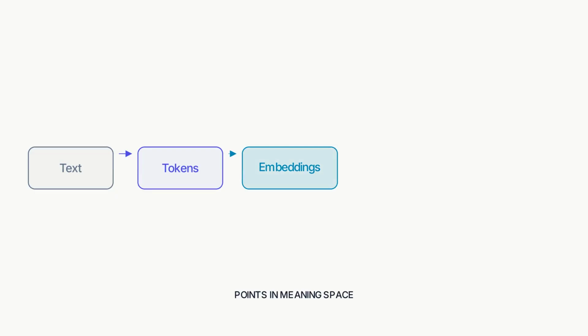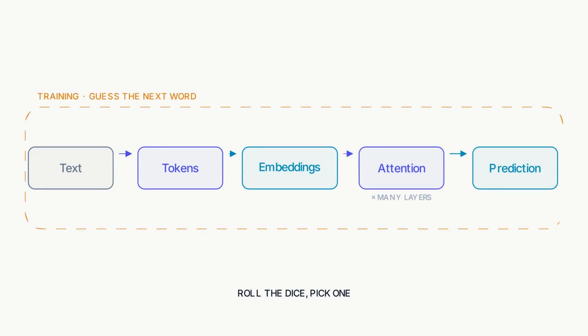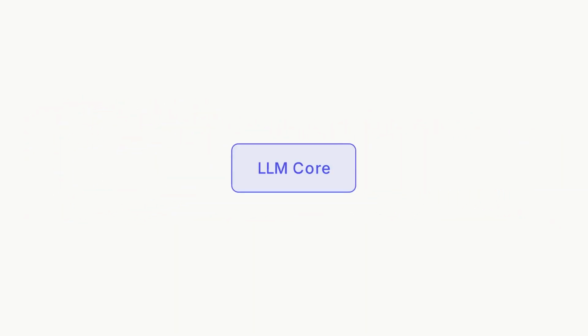Your text comes in and is split into tokens. Each token becomes an embedding, a point in a space of meaning. Those points flow up through a tall stack of attention layers, where every word reads every other word and refines what it means. At the top, the model produces probabilities for the next token, rolls the dice, and picks one. Then it does the whole thing again for the next word, and all of it runs on billions of parameters, shaped by one endless game of guess the next word. And that finally is what was hiding inside the box.